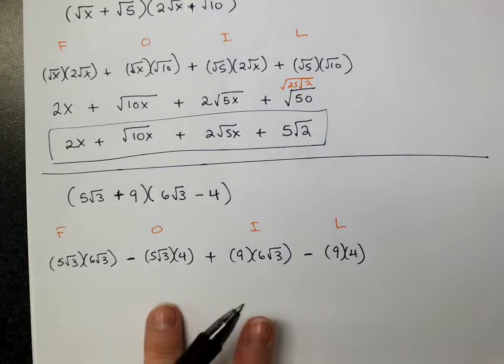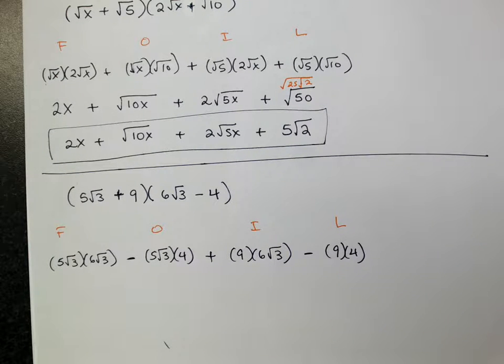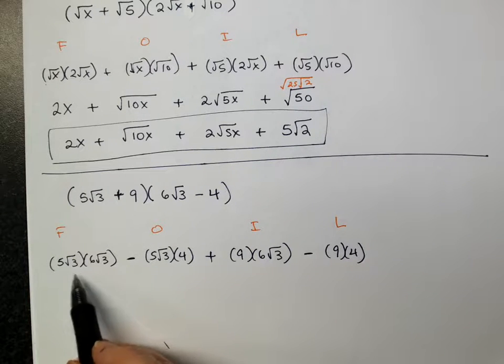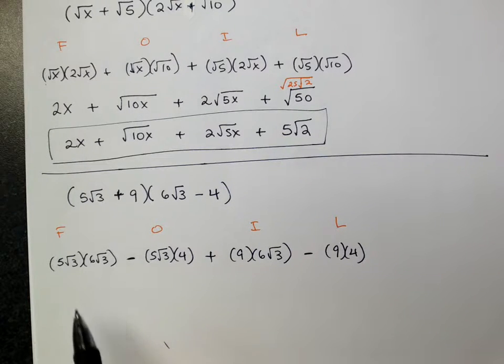So now, clean up each of your 4 things. Coefficients first, and then radicals. And with the radicals, decide if the radicand's the same or different, because that tells you whether you still have a radical or not.